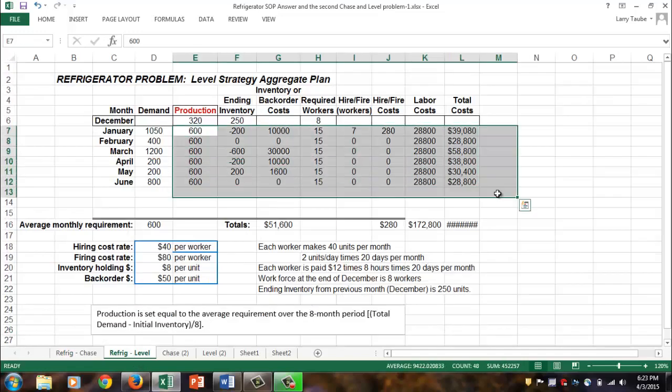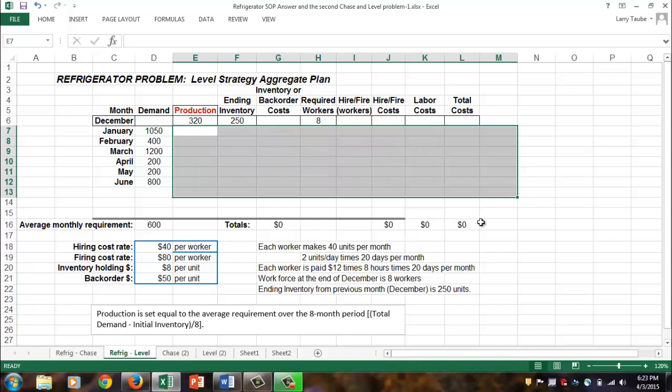Okay. I'll let you do the rest. It would be good practice for you. And you already have the answer. So I'm going to move on to level strategy. Get rid of all this data.